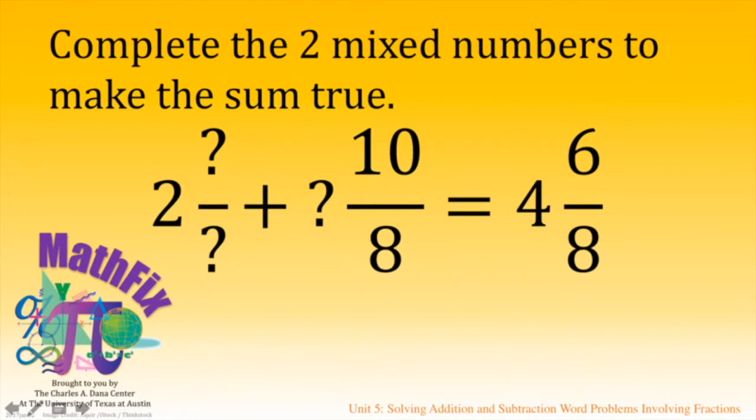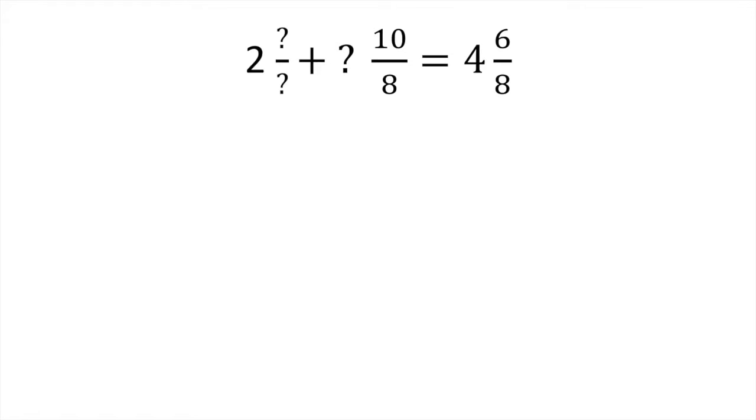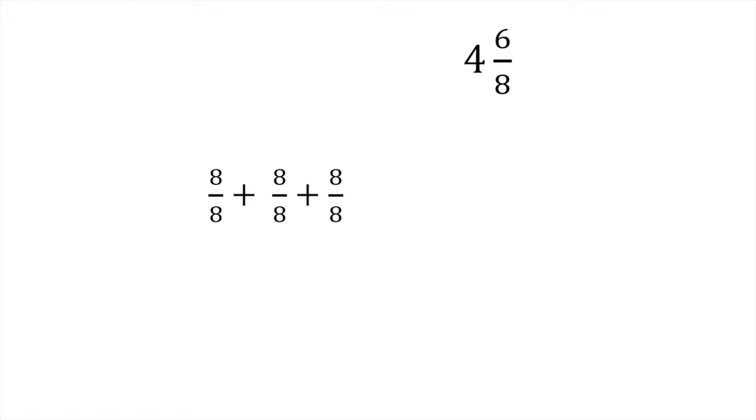Students are given an equation with some missing parts. They'll need to use those strategies we just mentioned in order to do so. Let's take a look at 2 ways a student might solve this problem. The first way explores replacing mixed numbers with equivalent fractions by first taking the sum of the problem, 4 6/8, and converting. 4 6/8 is the same as 38/8.